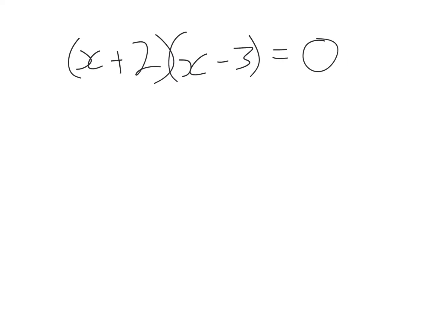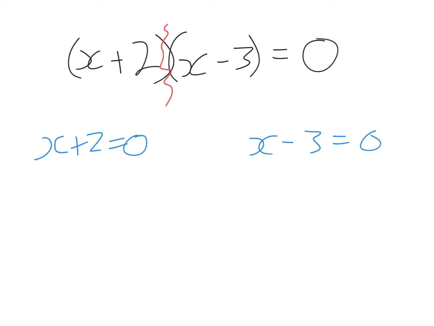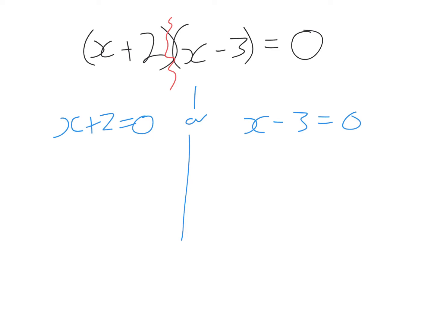This one now has already been factorized, which is normally the first step in solving a quadratic equation. So if it's already been factorized, what we do is we look at the two factors and separate them out. We're going to say x plus 2 is equal to 0, because that's our number on the right hand side. We're going to say that x minus 3 is equal to 0, because that's our number on the right hand side there as well. So now we've got two much easier equations to solve.